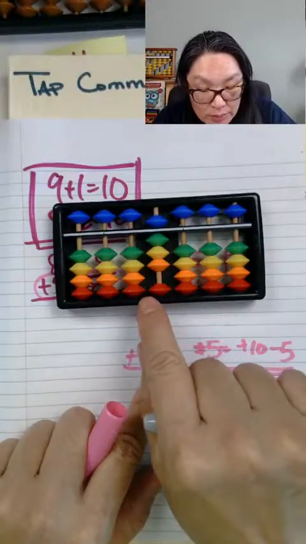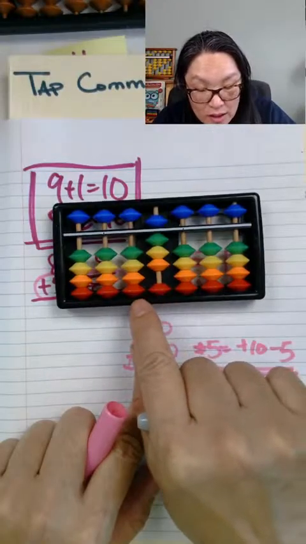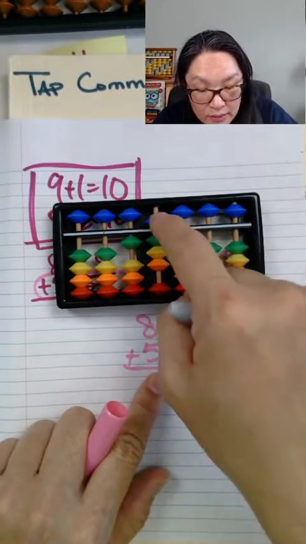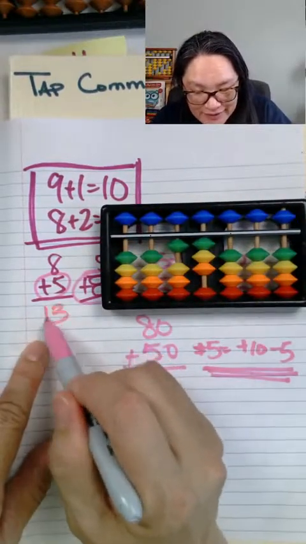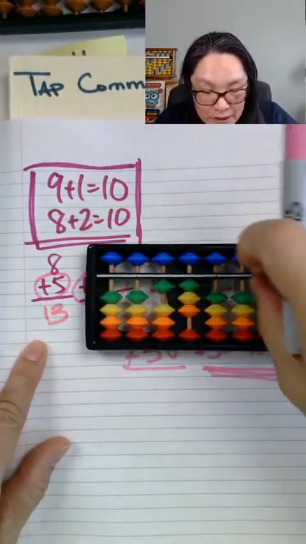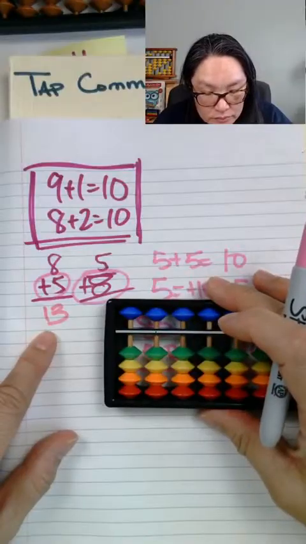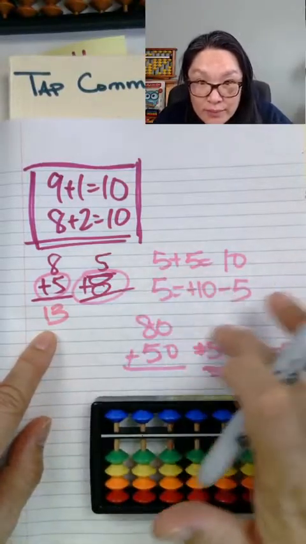So what I'm going to do is plus the 10. I just go to the next column over. I plus the 10 and then I take away the 5. So my answer is 13 because I'm going to take away this. That was doing the making of a 10.